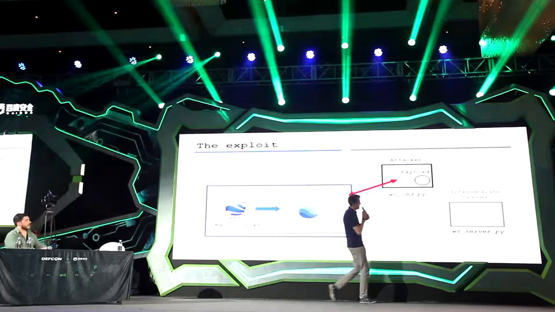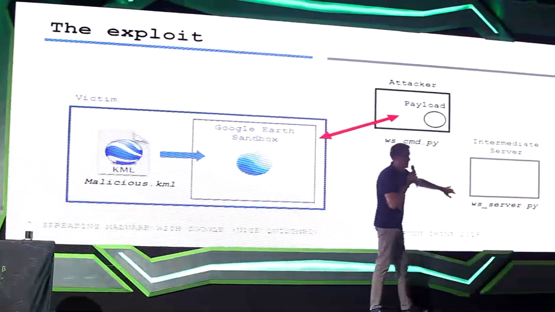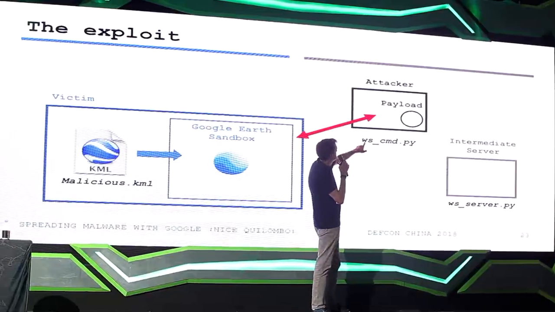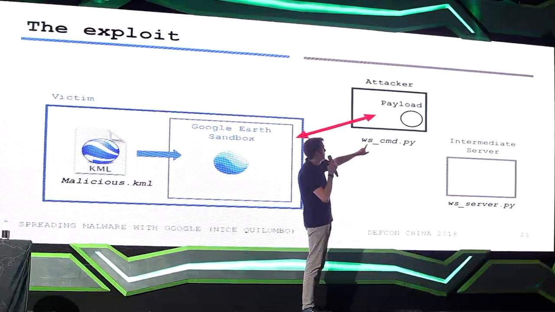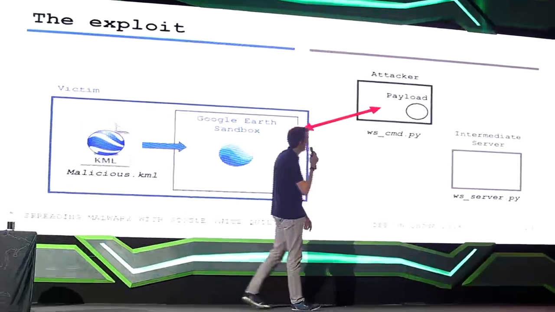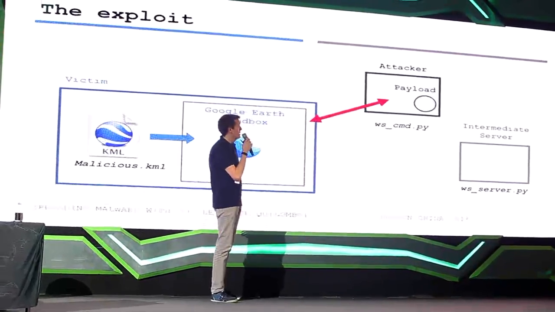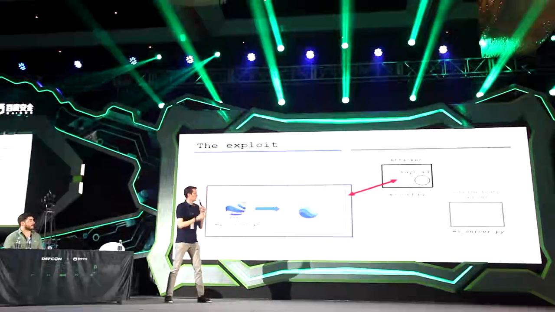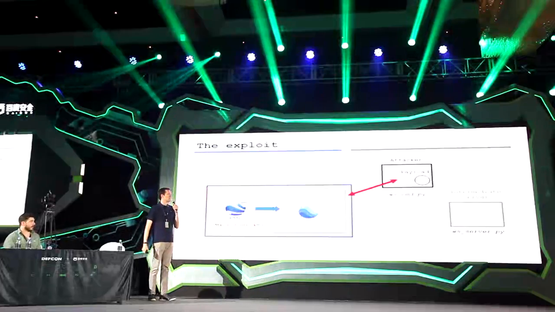This is the server, the intermediate server that receives the communications from the victim, and this is the attacker. This is the Python code that has mainly all the functionality. Everything is developed in Python, and this is the structure of the exploit.